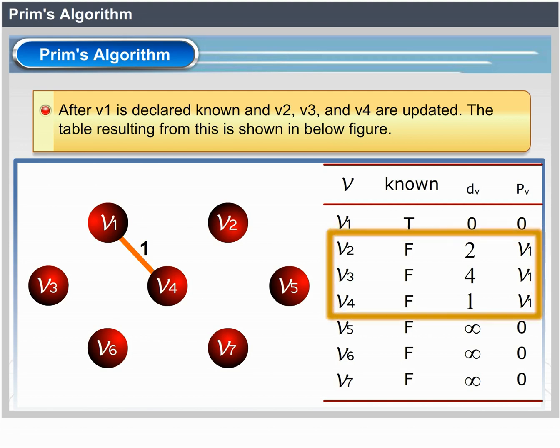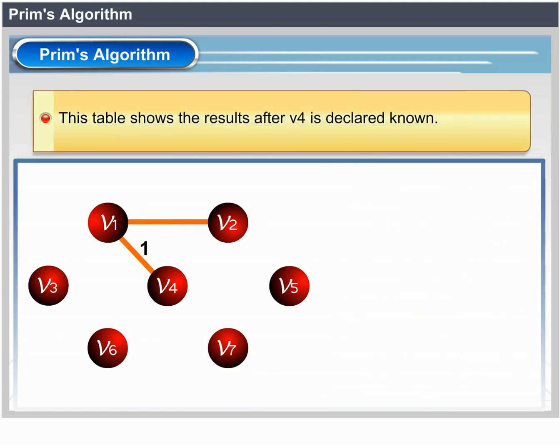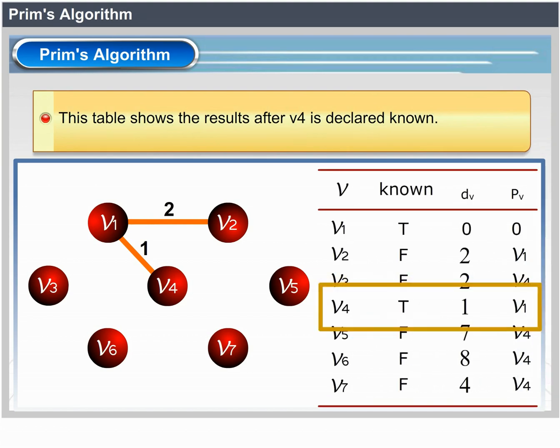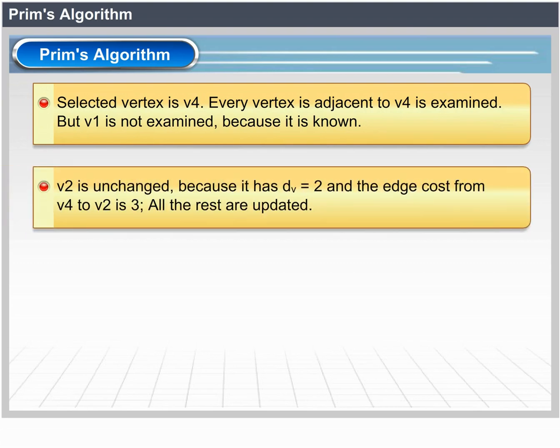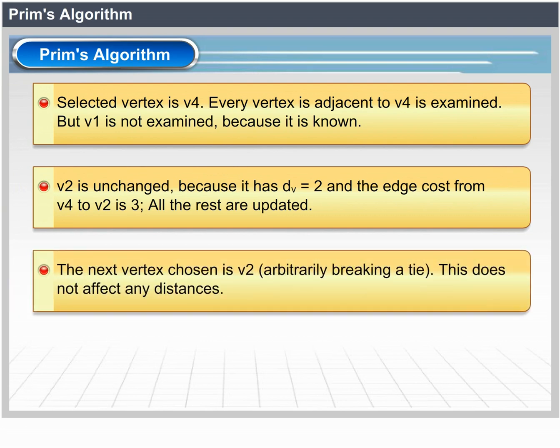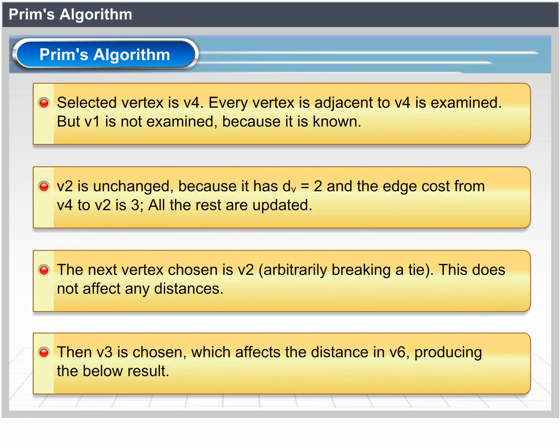This table shows the results after v4 is declared known. The selected vertex is v4. Every vertex adjacent to v4 is examined, but v1 is not examined because it is known. v2 is unchanged because it has dv equal to 2 and the edge cost from v4 to v2 is 3. All the rest are updated. The next vertex chosen is v2, arbitrarily breaking a tie. This does not affect any distances. Then v3 is chosen, which affects the distance to v6, producing the result which is shown in this figure.